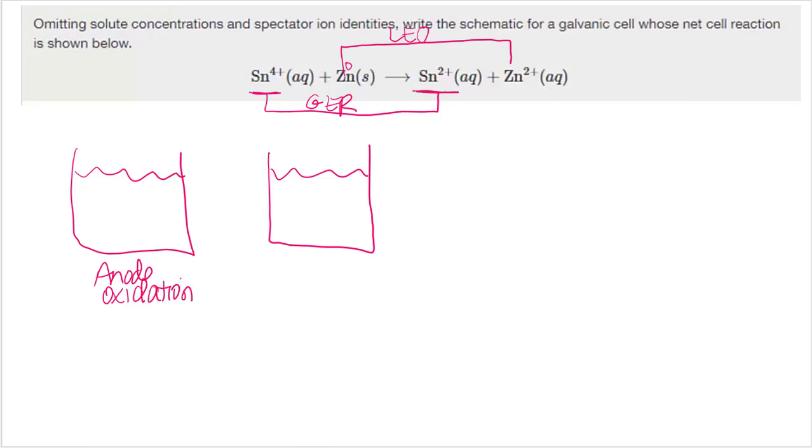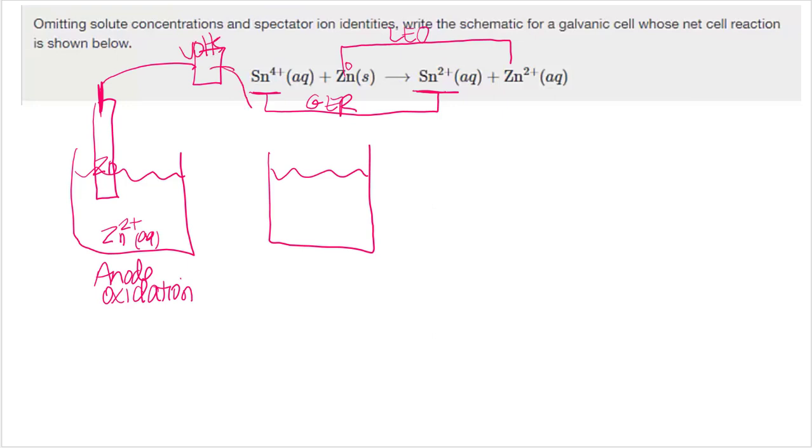So we know that my zinc here, I'm going to have Zn. And we know that I'm going to have some sort of solution. It doesn't tell me what my solution is, but I'm going to have zinc plus 2 ions here in solution. So I've got solid zinc. I can hook an alligator clip to my zinc metal. And I'm going to have a voltmeter here.